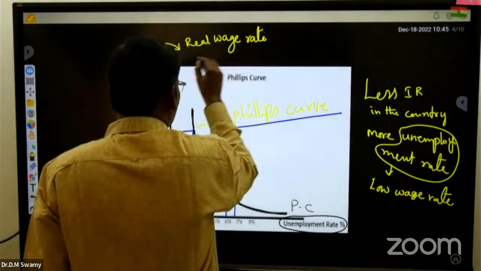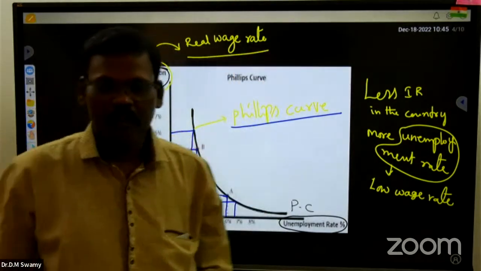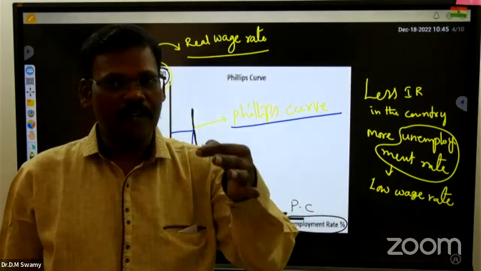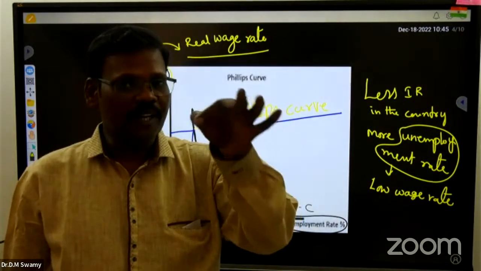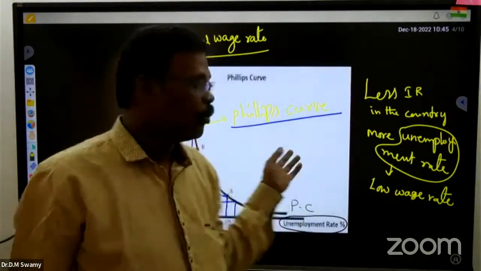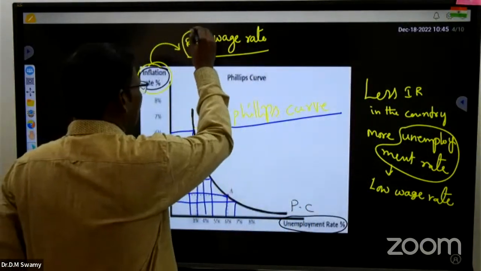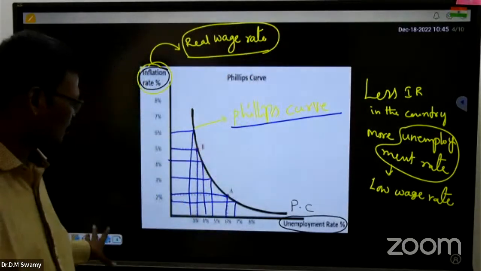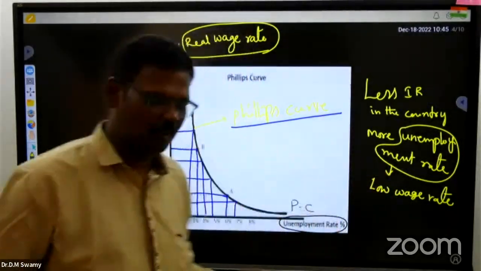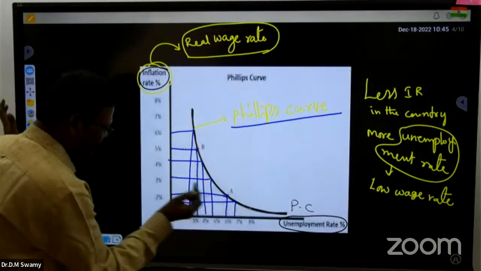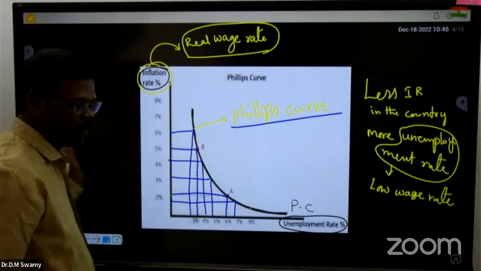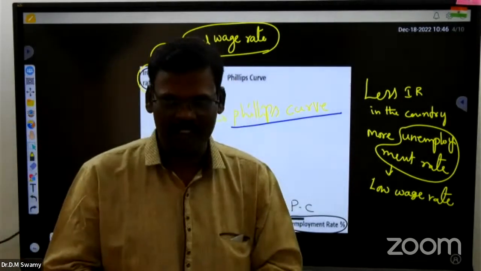Okay, real wage rate. So wage level, wage rate based inflation. That is what we can see. This is one important thing when we are talking about this. We can see the inverse relationship: more unemployment rate, less inflation rate, or more inflation rate, less unemployment rate. So it's called inverse relationship.